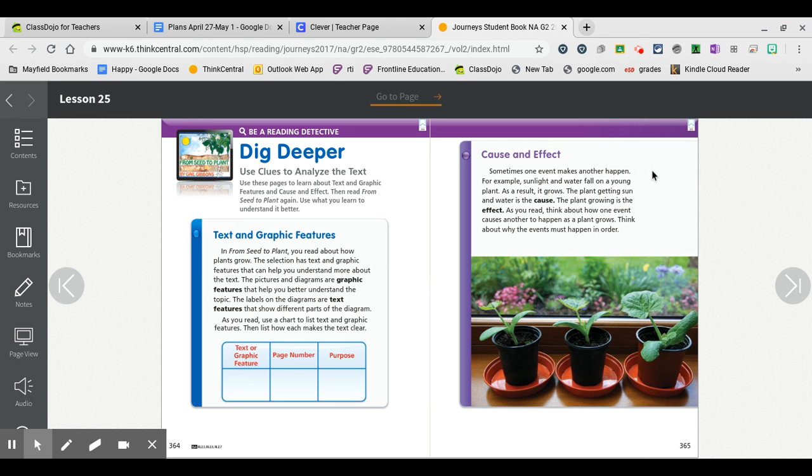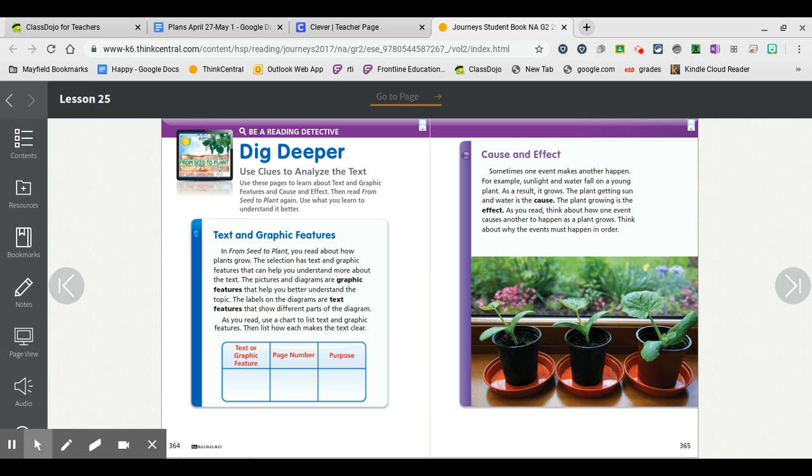Sometimes one event makes another happen. For example, sunlight and water fall on a young plant. As a result, it grows. The plant getting sun and water is the cause. The plant growing is the effect. As you read, think about how one event causes another to happen as a plant grows. Think about why the events must happen in order.